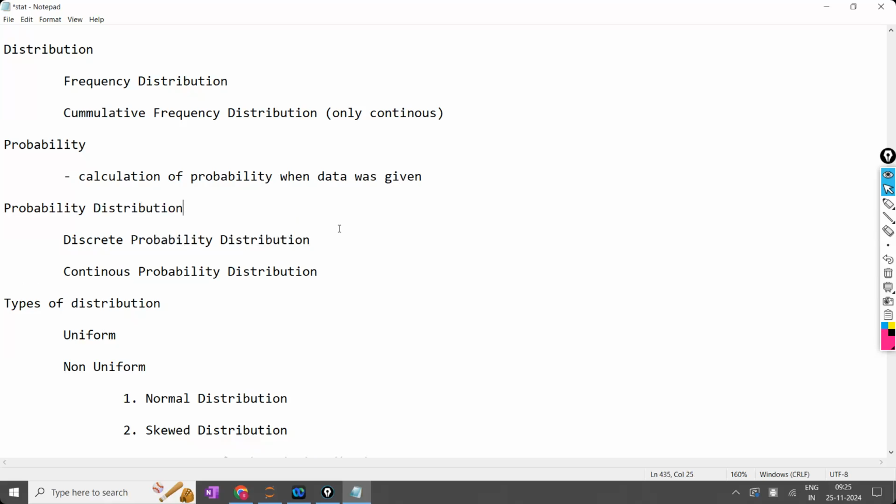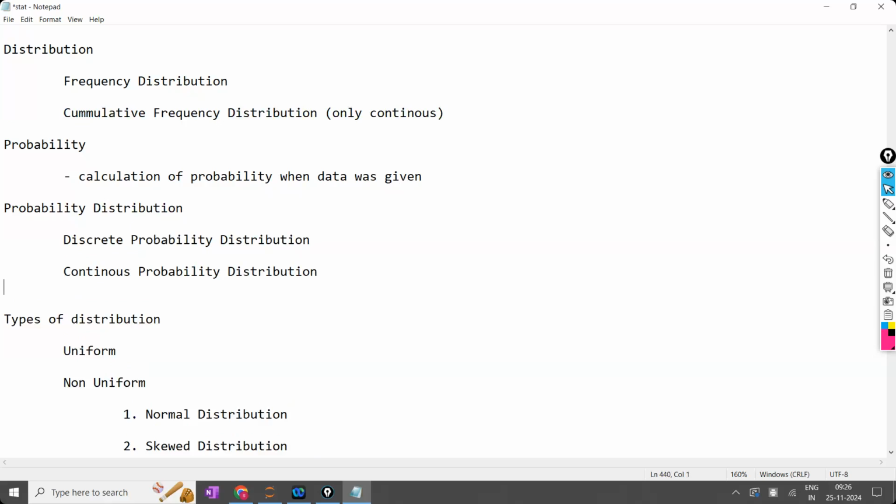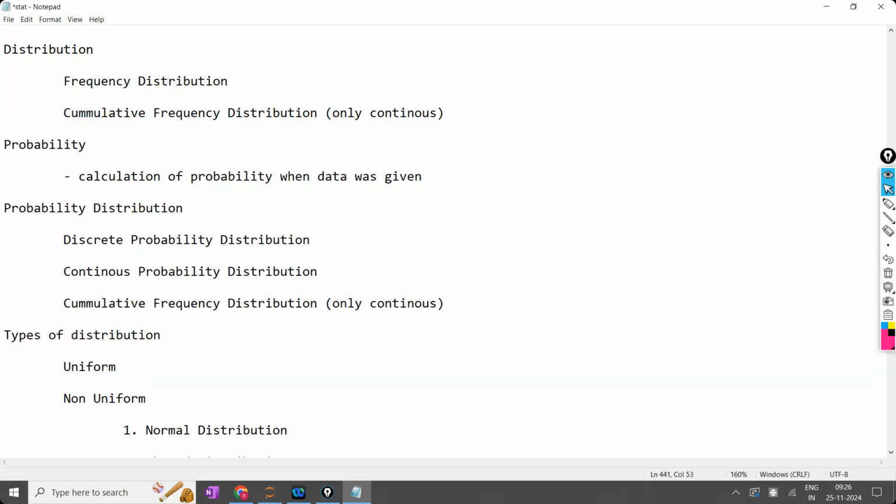So probability distributions: discrete probability, continuous probability. And also we have discussed cumulative probability distribution, where the total probability will always be equal to 1. While calculating the cumulative probability distribution, we calculate from the starting, right? We have discussed that every time, from the starting we have to calculate the total probability distribution.